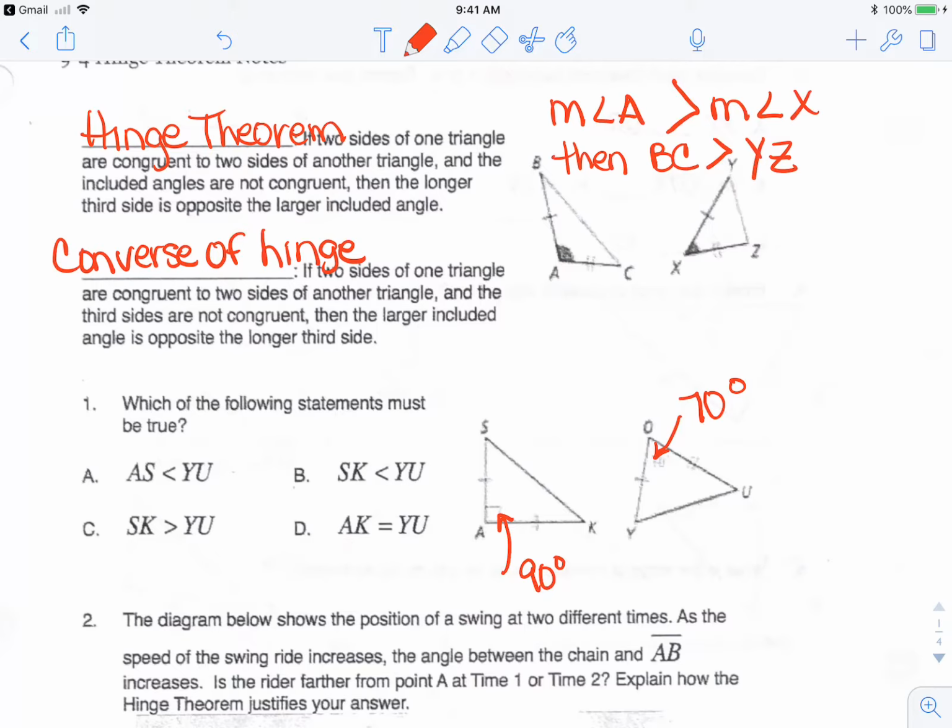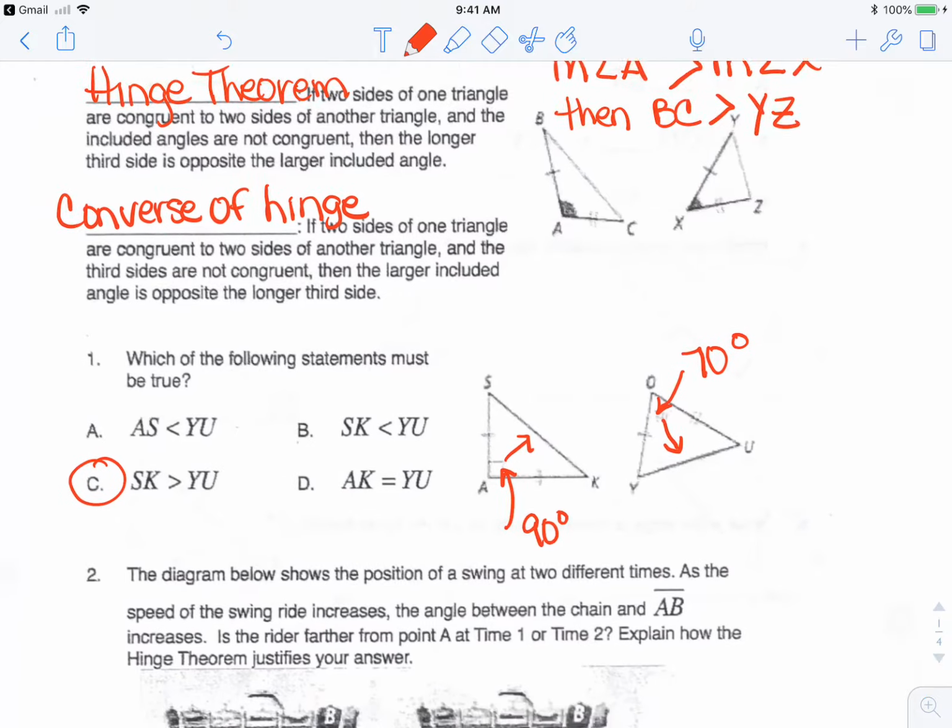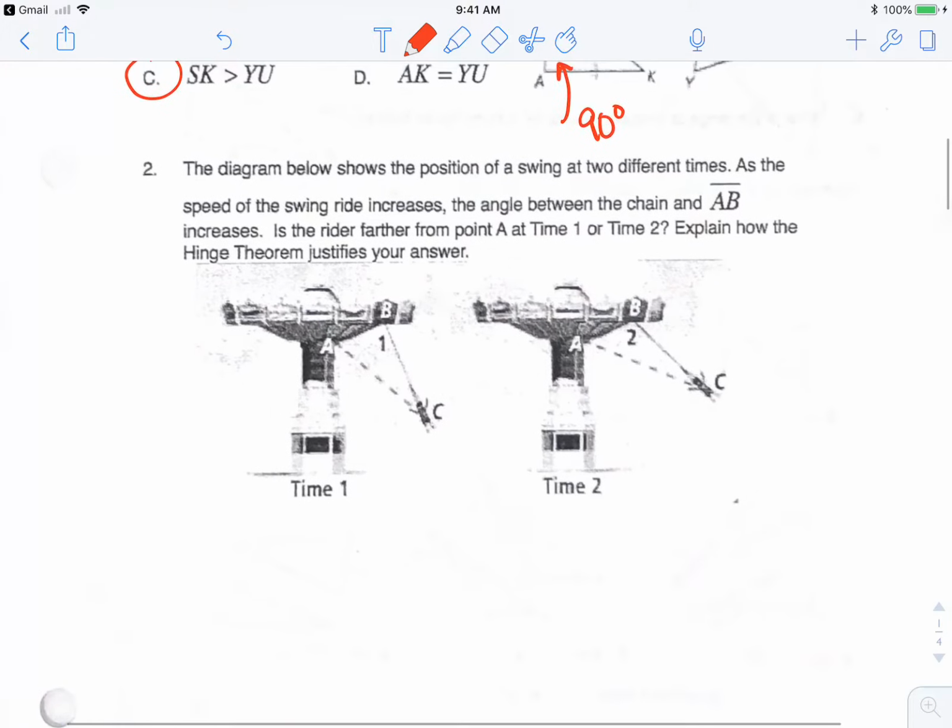Is AS less than YU? Well, they don't even correlate together. So what about SK to YU? Again, no correlation. With C, we have SK, and we are saying that that is greater than YU. Yes, those are across the angles. So that is a true statement, that SK is larger than YU, so your answer is C. Okay, in the diagram below, you can see that a lot better here than you can on your paper.